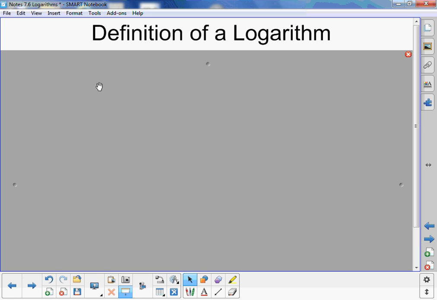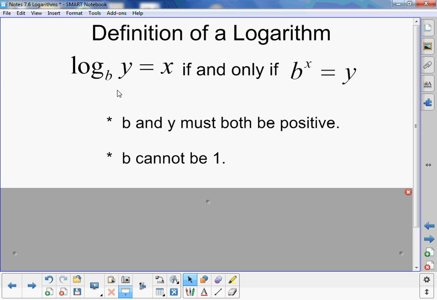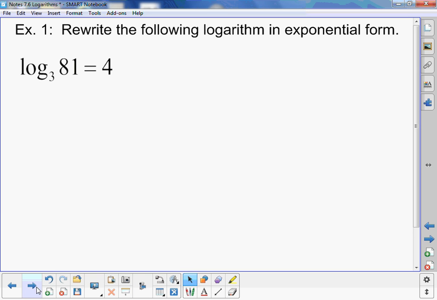So we went over what the definition of a logarithm is. Basically, what we learned from this is the spiral method. So this equation right here is the same thing as this equation over here. B to the x power is equal to y. That's how you can memorize that.